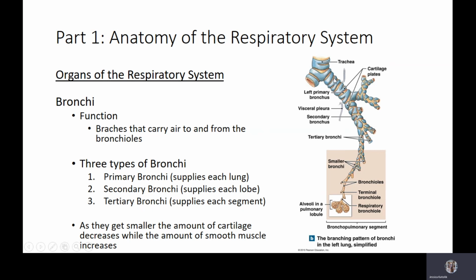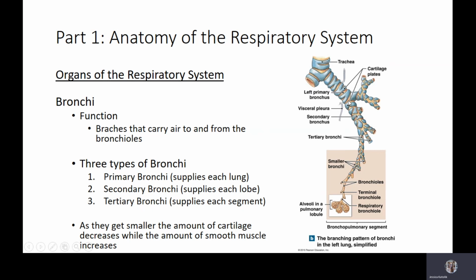So the primary bronchi are actually going to be the first branches off of the trachea. And so here we have the left and right primary bronchi. And the purpose of the primary bronchi is to ventilate or to supply air to both of the lungs. So it's going to go one side or the other.